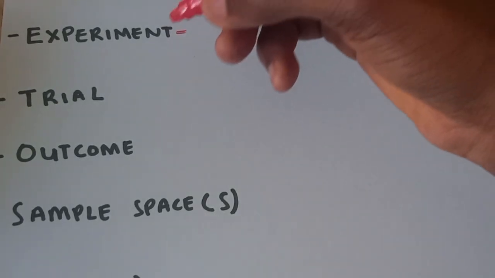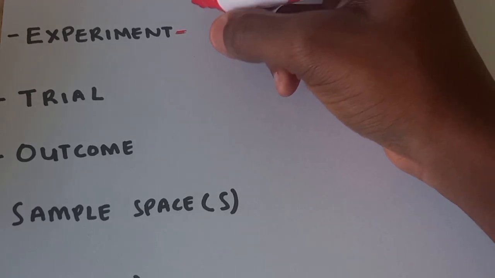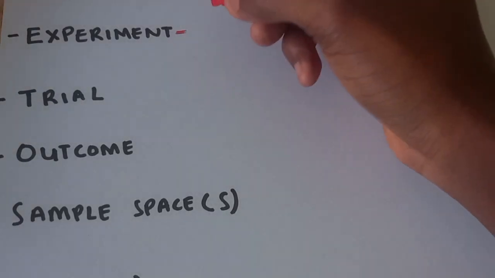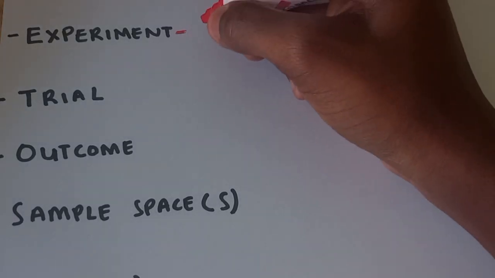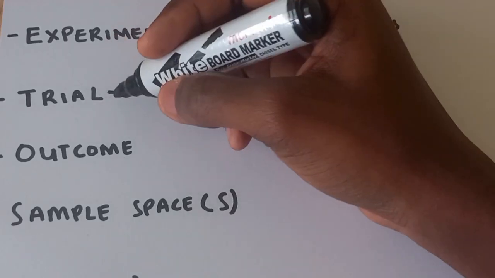An experiment is a procedure that is carried out under controlled conditions. As scientists, we have done many experiments, such as experiments to show that air occupies space, and experiments to show a simple pendulum. We have many experiments. Next up is a trial.